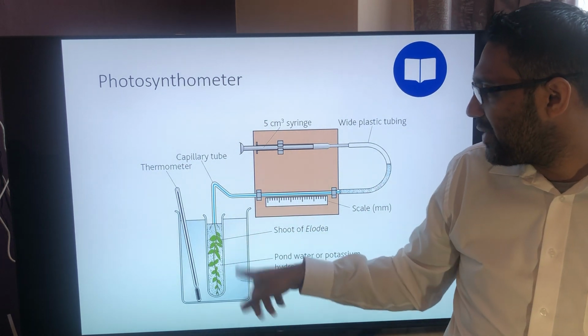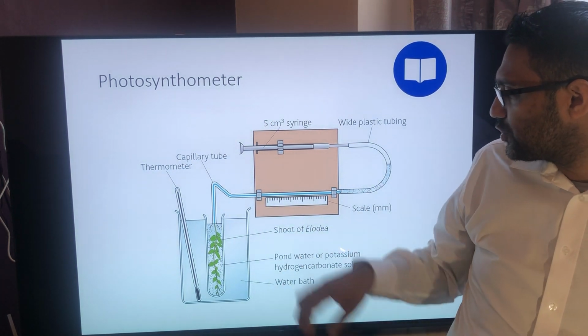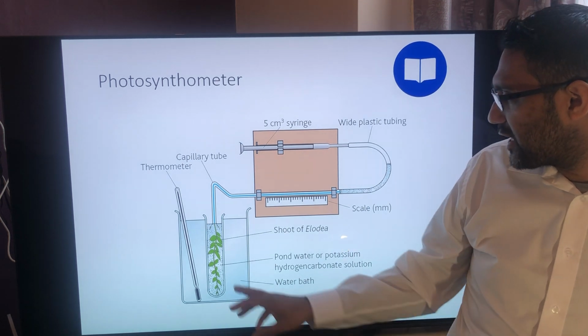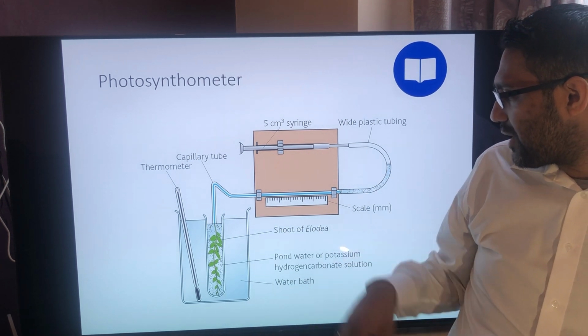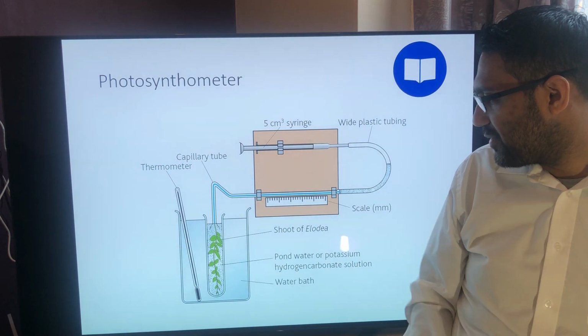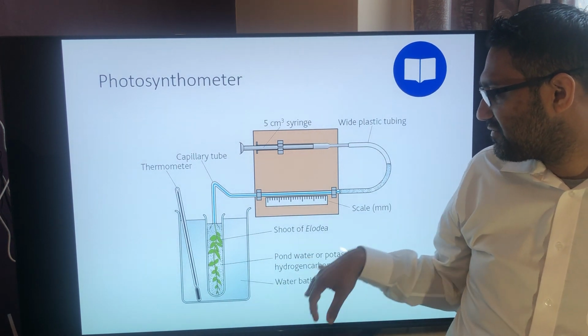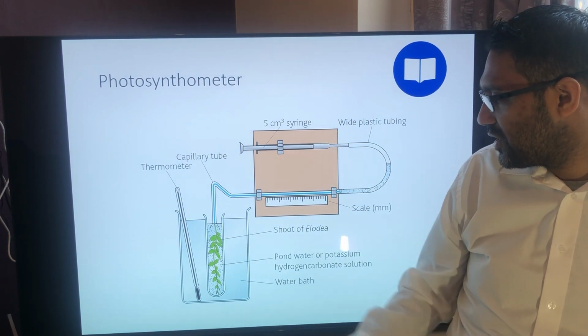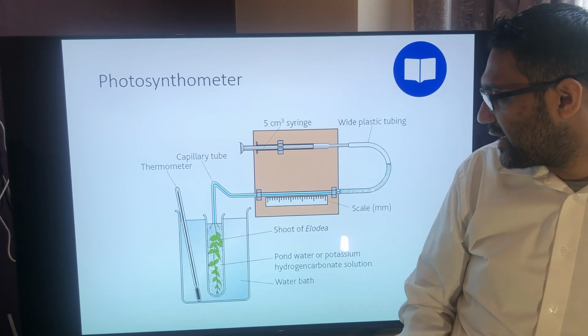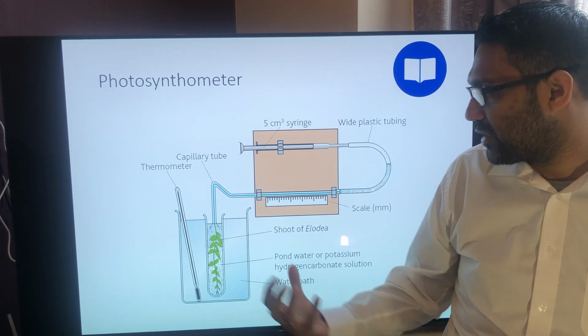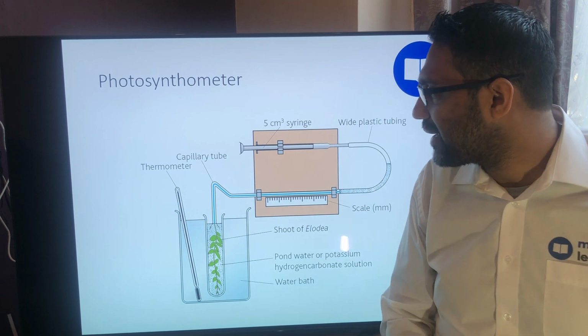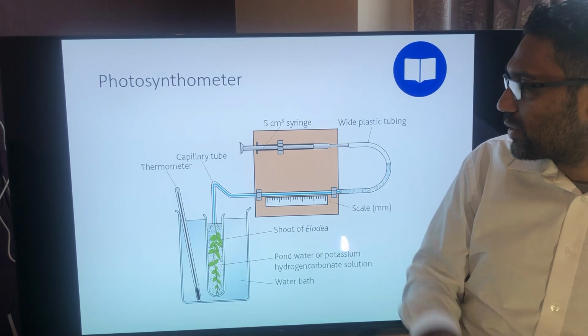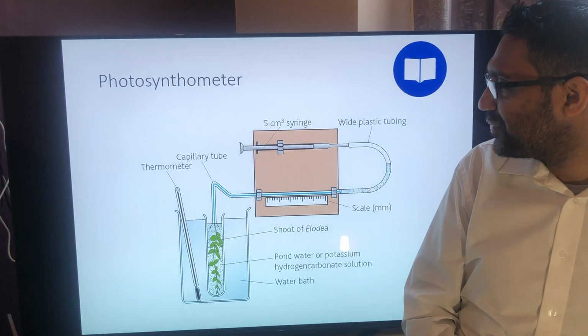Okay, so I've got my pond weed, my shoot of Elodea. I keep it in the pond water with some hydrogen carbonate, so that gives it the amount of carbon dioxide. Now that could be my limiting factor, so I can change the amount of that if I wanted to. I put it in a water bath so that it stays warm, so the plant doesn't go into shock, and that gives it an ambient temperature. I've got a thermometer to control that variable, so it's a valid comparison.